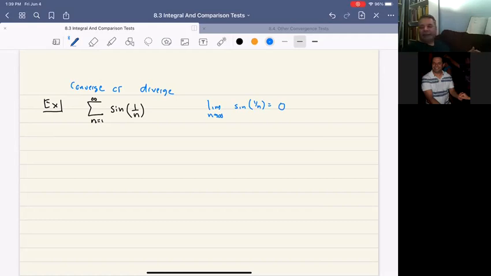Okay, let's take a look at one other limit we know. We know from Calc 1 that the limit as x approaches 0 of sine x divided by x equals 1.